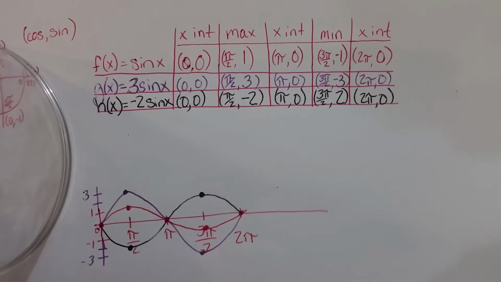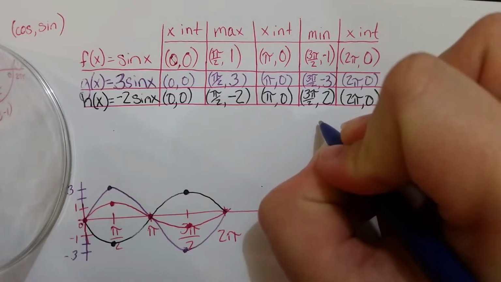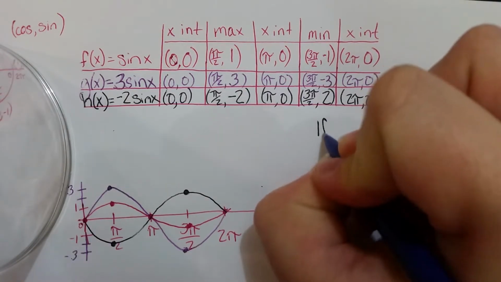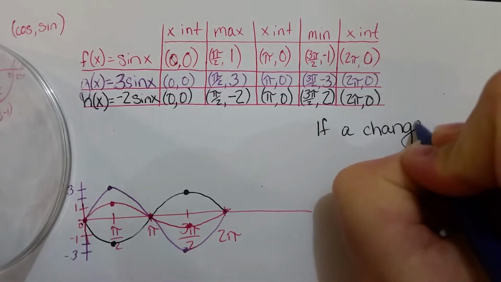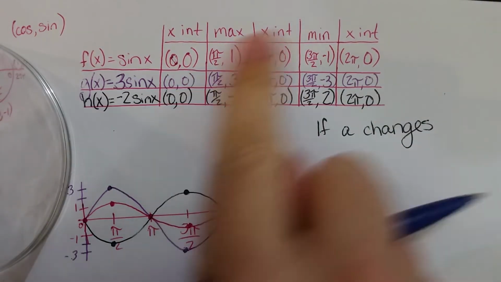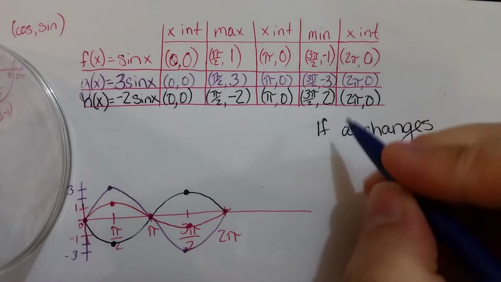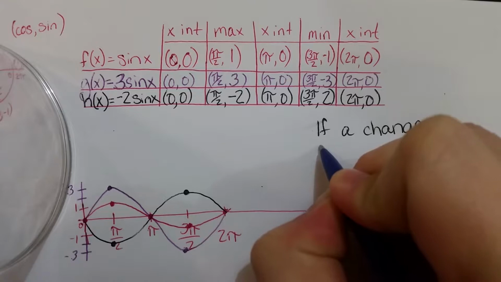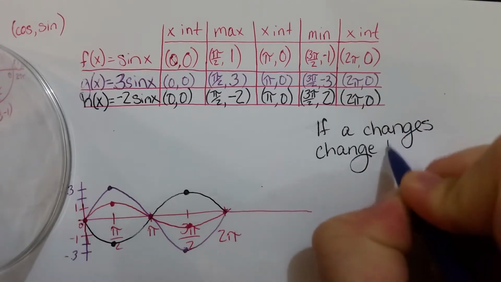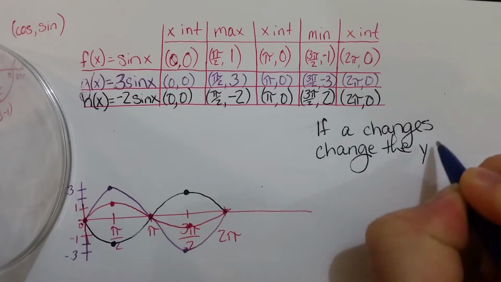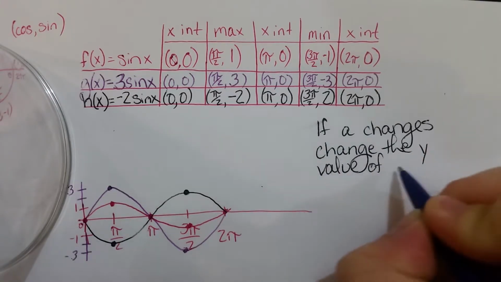So if you want to make a note to yourself, basically you can say something like, if A changes, what you're going to have to do in the chart is change the max and min y value. Change the y value of the max and min.